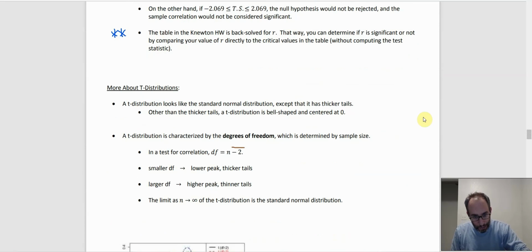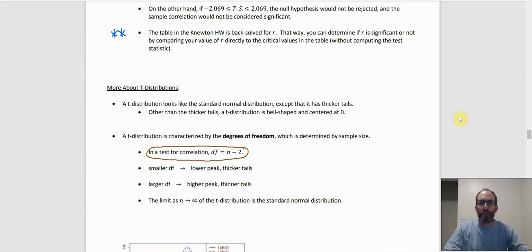But for correlation, and this is a huge point as far as using that table is concerned, the degrees of freedom is n minus 2. So where does that come from, this concept of degrees of freedom? Basically, what you would start out with is that the degrees of freedom is equal to your sample size. However, if I scroll up for a second, I can actually show you where the minus 2 comes from.